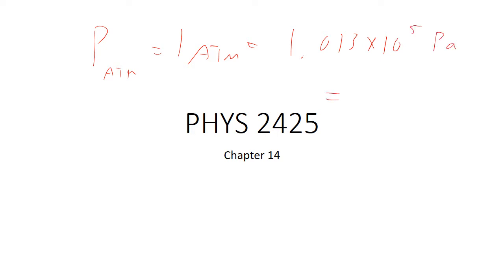That turns out to be about 14.7 pounds per square inch, or we sometimes write that as PSI, pounds per square inch. And so that means that at sea level, every square inch has almost 15 pounds of pressure on it.